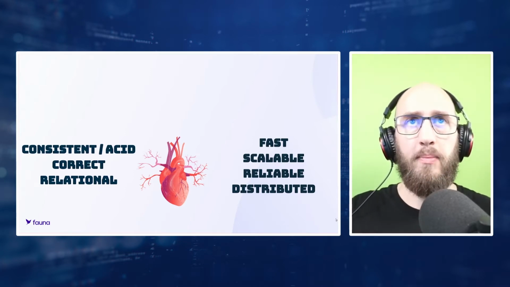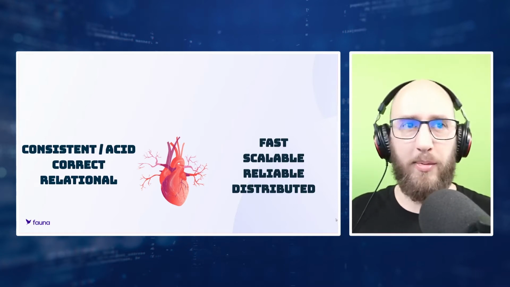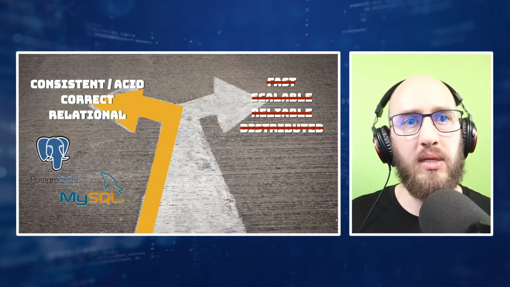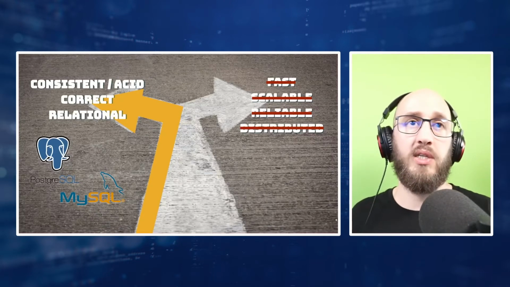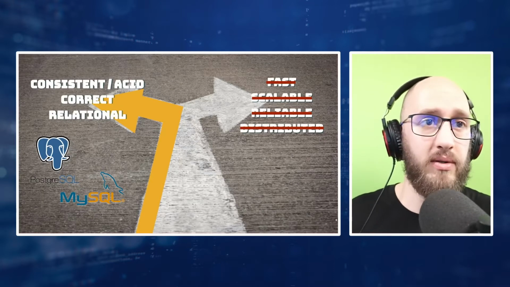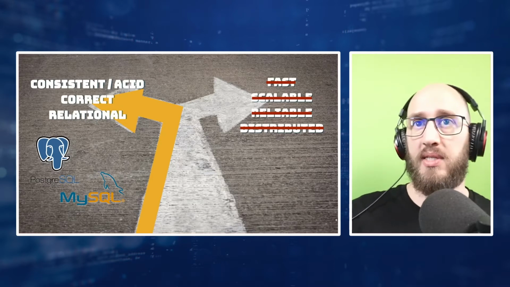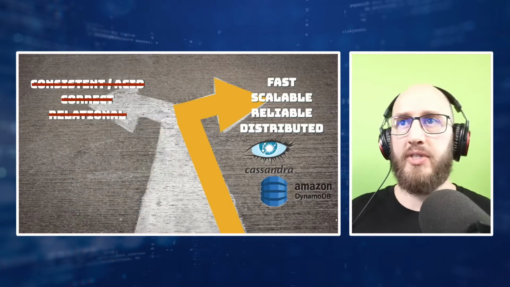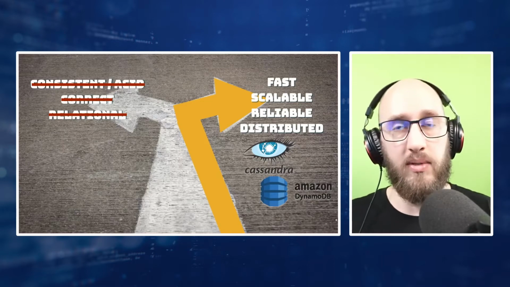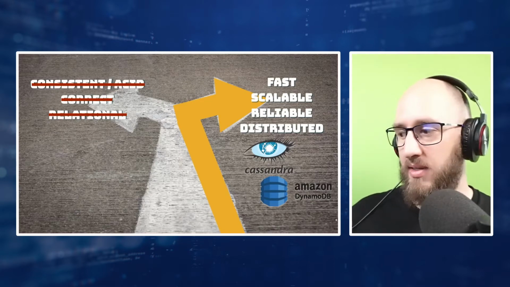Now, when you talk about these two categories of properties of databases, people typically think that you can't have both. So you would choose either consistency, ACID correctness, and relational, which would be the more traditional relational databases like Postgres or MySQL, or it would be fast, scalable, reliable, distributed, typically Cassandra, DynamoDB, things like that. Why do we think we can't combine these things?